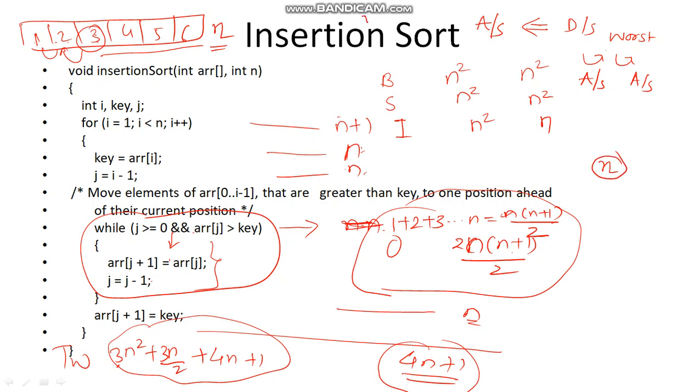This is a GATE question. This is the only algorithm which has complexity n in its best case. So friends, always remember, insertion sort is the only algorithm which can sort the array in only n time complexity. There is no other algorithm, and that too only in the best case.